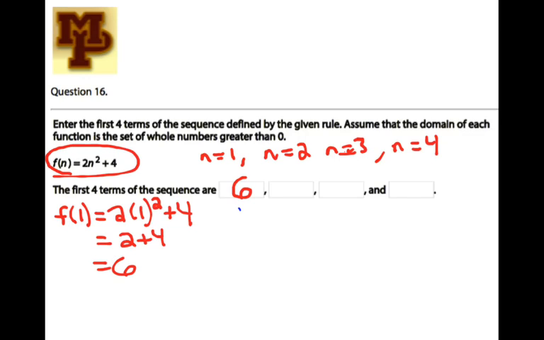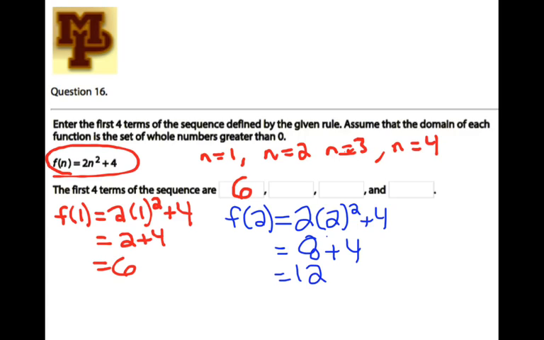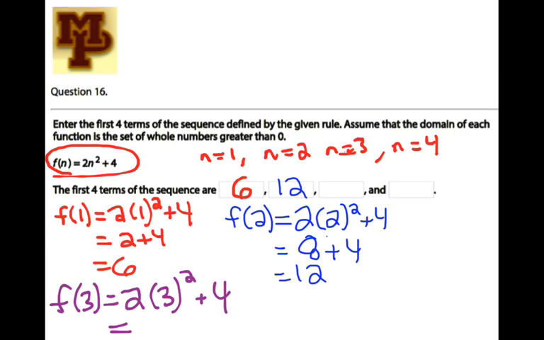Then you plug in your next number, so f of 2, that means you're plugging a 2 in for the n, so then it would be 2 times 2 squared plus 4, so that's 2 squared, which is 4, 2 times 4 gives you 8 plus 4, that's 12, so the next number is 12. Then you want to plug in your next number, which is 3. You just go in order, plugging in your positive integers. So f of 3 equals 2 times 3 squared plus 4. 3 squared is 9, 9 times 2 is 18 plus 4, so the next number is 22. And then the next number we plug in is a 4.